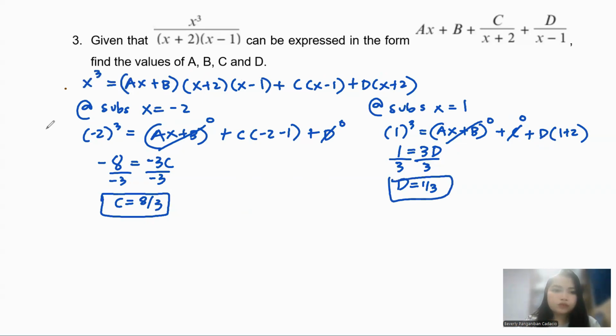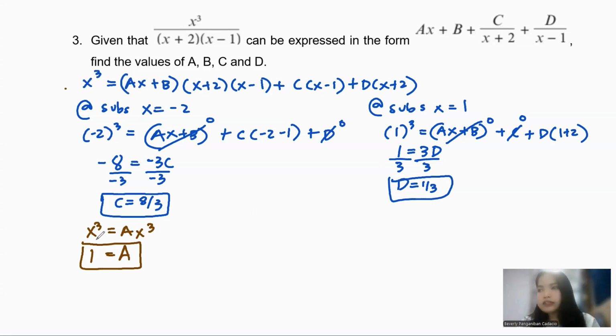Then meaning to say, since I have equated coefficients now, basically you have x cubed is equal to ax cubed. Then meaning to say you only have one coefficient here. There's nothing else. Then meaning to say your a is just equal to 1. Easy peasy for the equating coefficients.